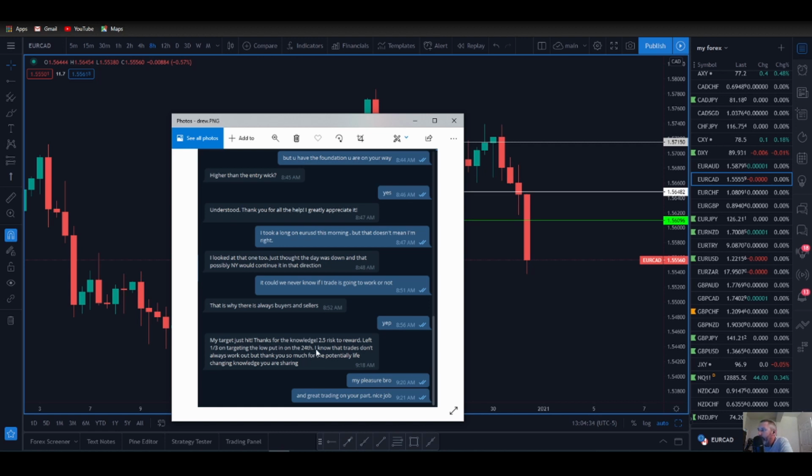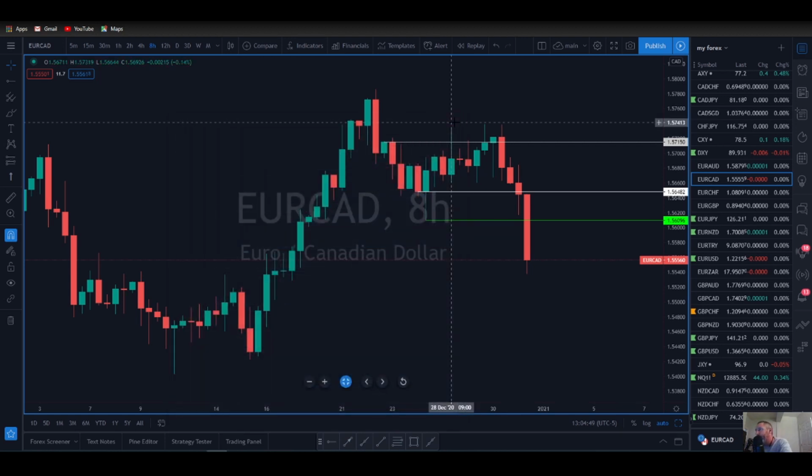Thanks for the knowledge. 2.5 risk to reward, left 1/3 on, targeting the low put in on the 24th. I know that trades don't always work out, but thank you so much for the potential life-changing information or knowledge that you are sharing. It is my pleasure, Drew. All right, so this is that low that he was targeting, the one put in on the 24th. That was this low here.